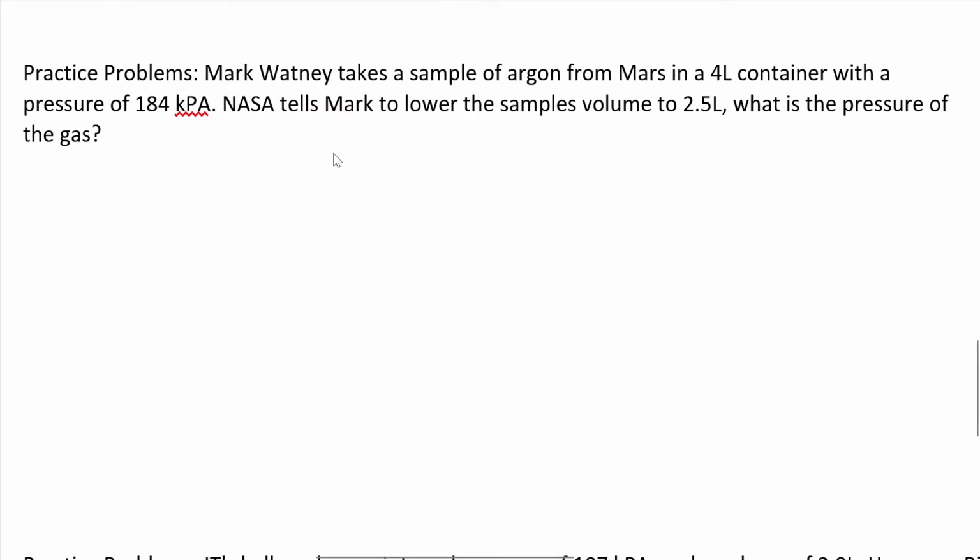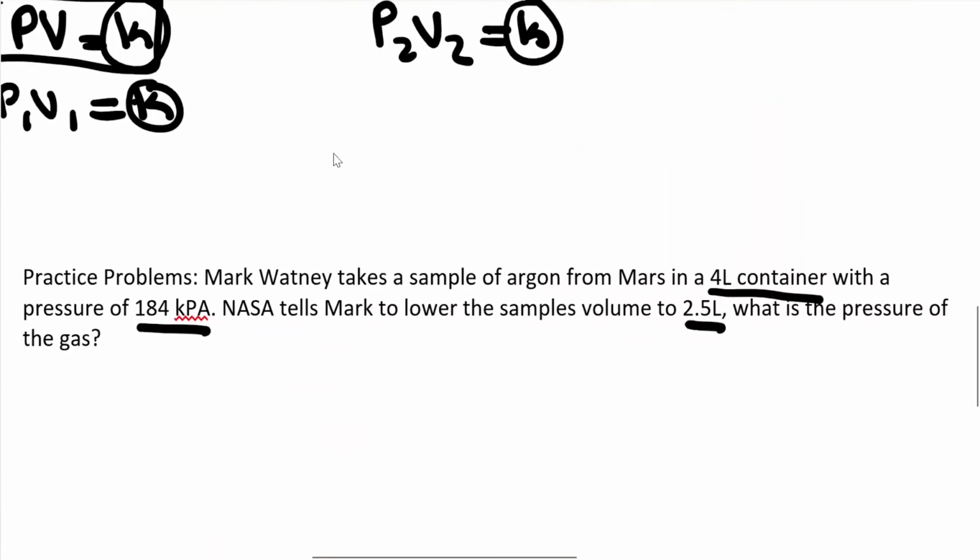Okay, practice problem number 1. Mark takes a sample of argon from Mars in a 4-liter container with a pressure of 184 kilopascals. NASA tells Mark to lower the sample's volume to 2.5 liters. What is the pressure of the gas? This is a reference to The Martian, the book and the movie. The main character is Mark there. And we can use this information to set up Boyle's law, the equation that we derived earlier.